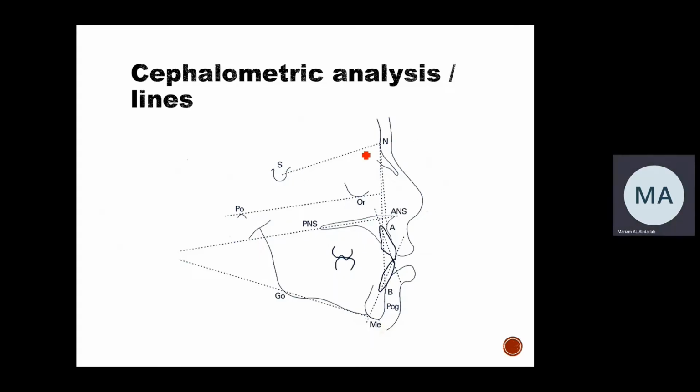So this is the SN line, which is the cranial base. This is the Frankfurt plane, which is the porion-orbitale line. And this is the maxillary plane connecting the posterior nasal spine with the anterior nasal spine. And this is the mandibular plane connecting the gonion to the menton. This is the long axis of the mandible. And this is the long axis of the maxillary incisor. So this is the long axis of the mandibular incisors, and this is the long axis of the maxillary incisors.